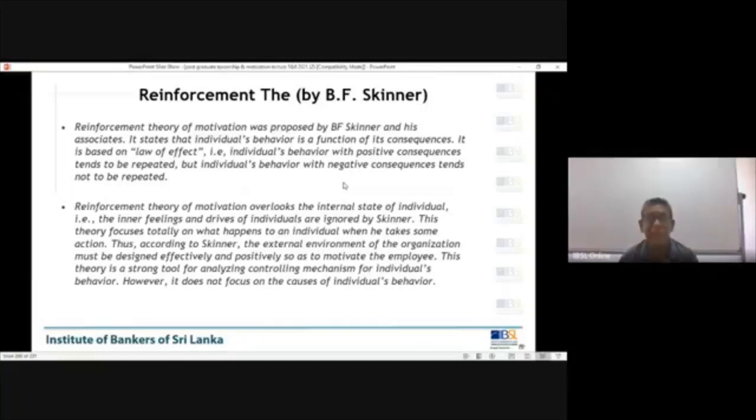Likewise, the reinforcement theory developed by B.F. Skinner says this theory suggests that a given behavior is a function of the consequences of earlier behavior. Now, what is this theory talking about? It suggests that given behavior is a function of the consequence of earlier behavior. So that is what we call, now, right?